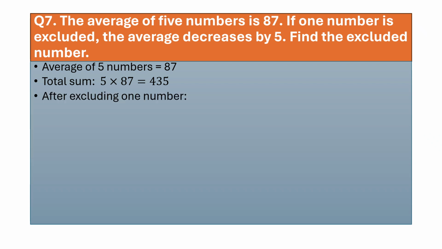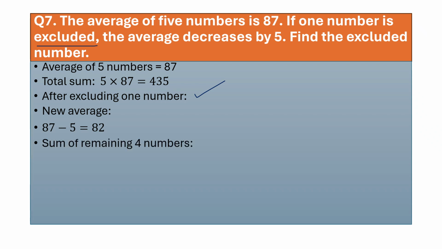Now if one number is excluded, please remember the word excluded and included. This time there is excluding one number. So what is the new average? 87 minus 5, that will give you 82. So sum of remaining 4 numbers. How many are left now? 4. So 4 into 82 will give you 328.